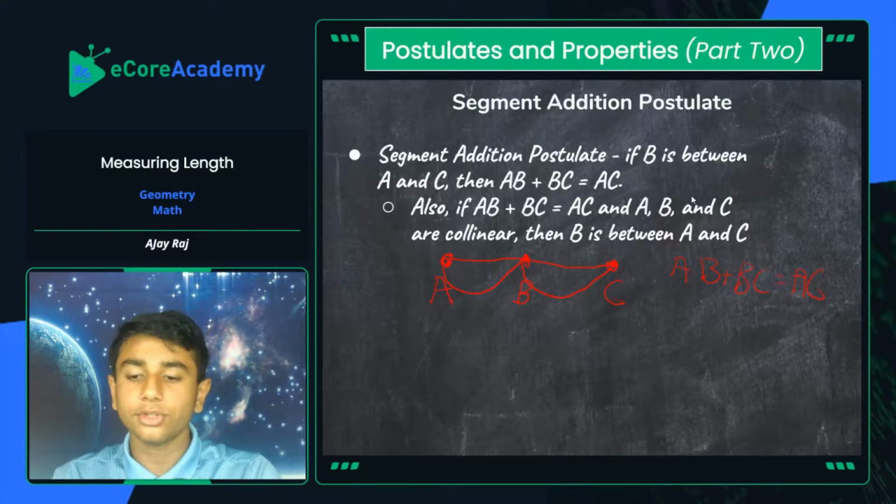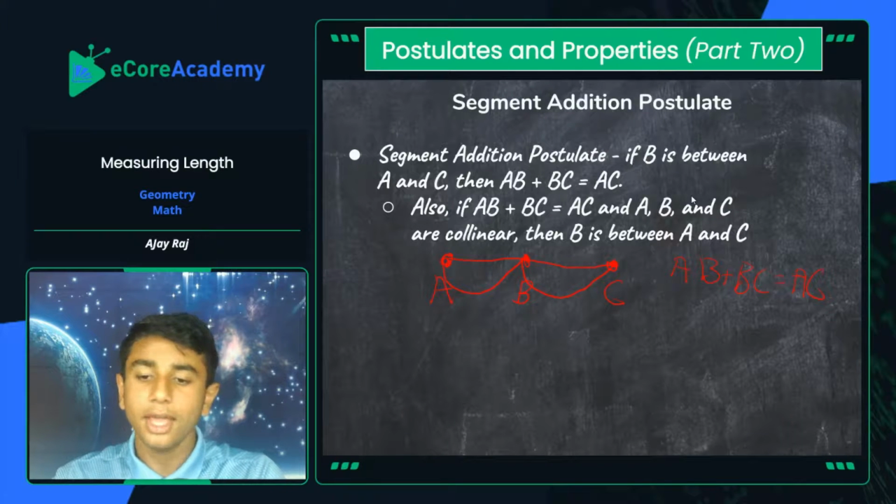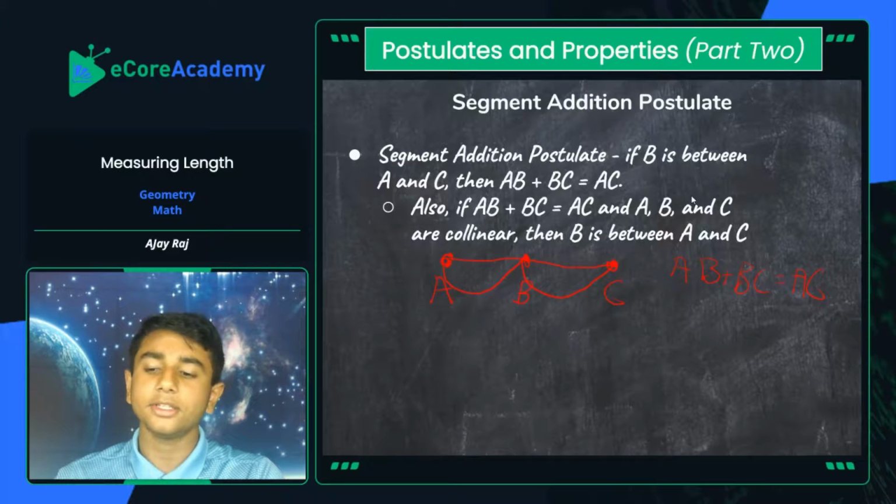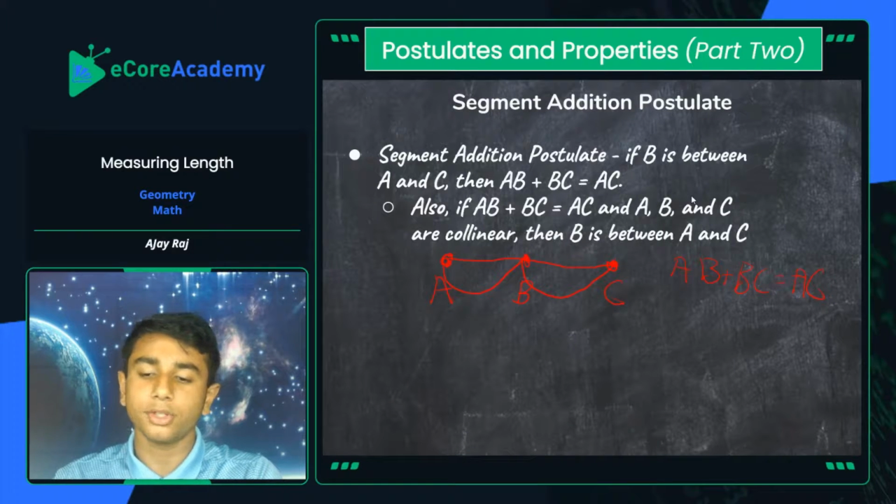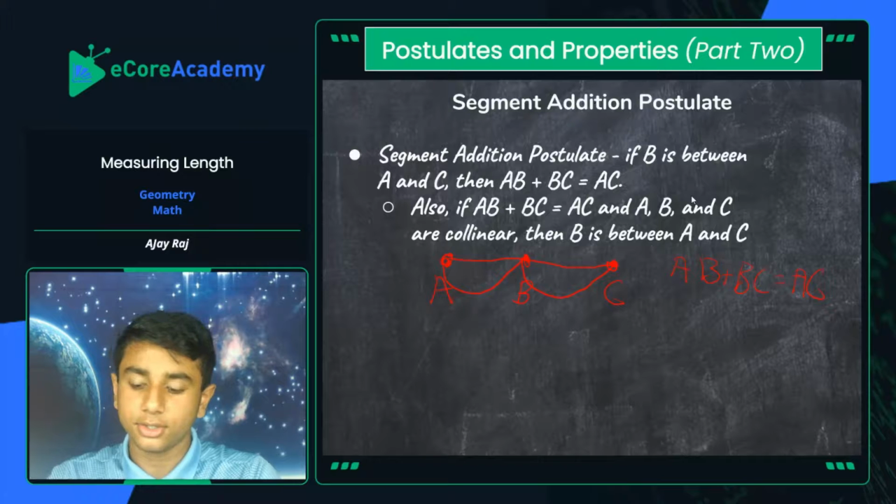And also, this is a corollary, which is basically the total opposite of it, but it's also true. If AB plus BC equals AC, and A, B, and C are collinear, which means they're all on the same exact line, then B must be between A and C, and that is always true as shown in this situation.